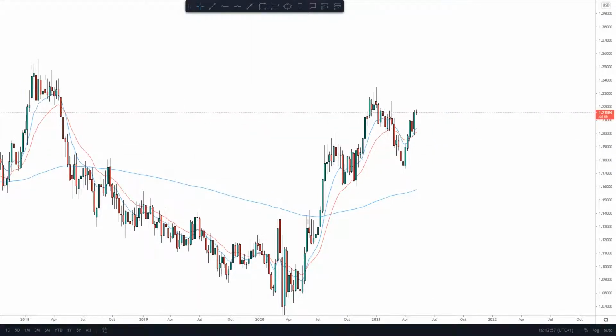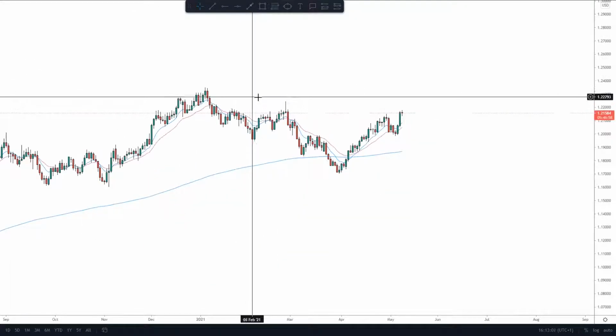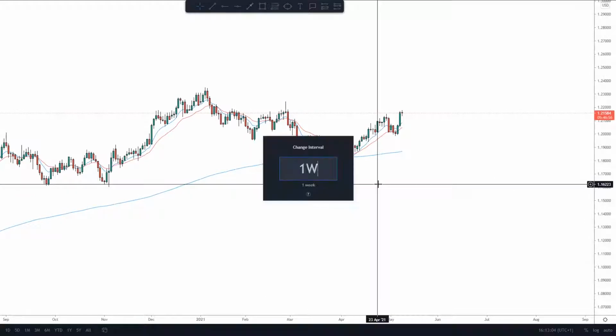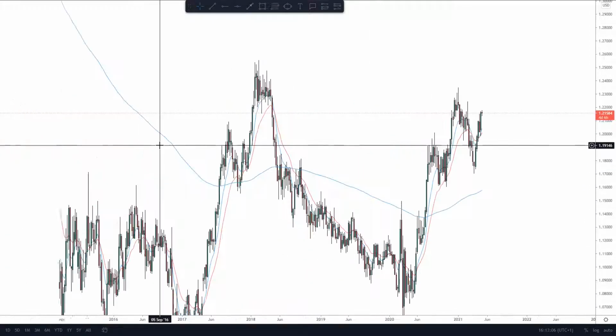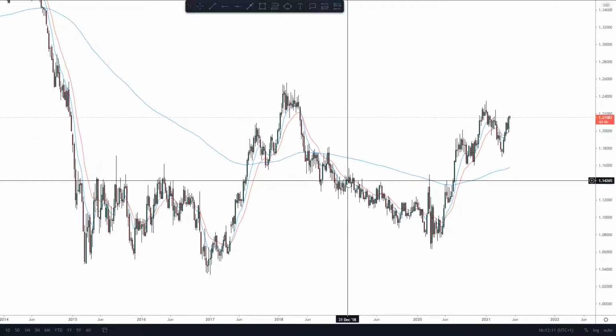Okay, so here I'm on the Euro USD, so let's make sure that we're on the daily here. Let's actually go back to the weekly. So overall, trading levels are a good indication of where we can actually target.